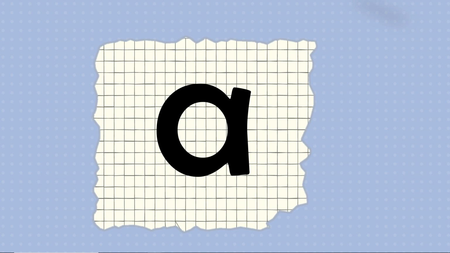Let's write. To write letter A, start from the top, go around in a circle, go up and down in a straight line like this. One more time. Start from the top, go around in a circle, go up and down in a straight line like this.